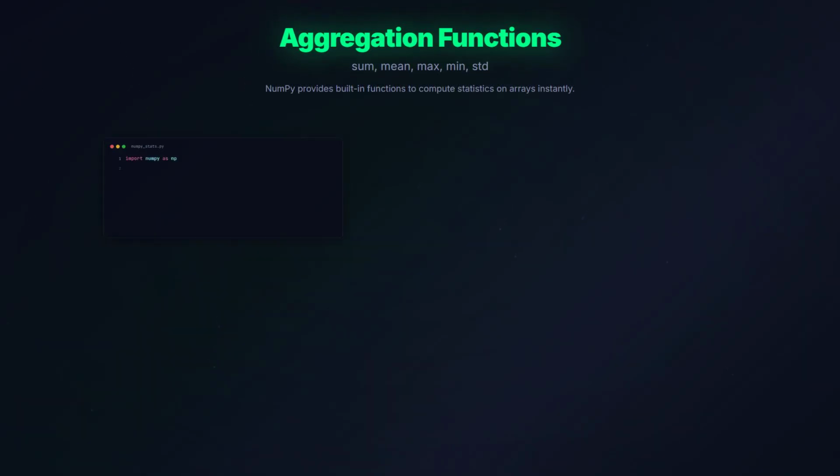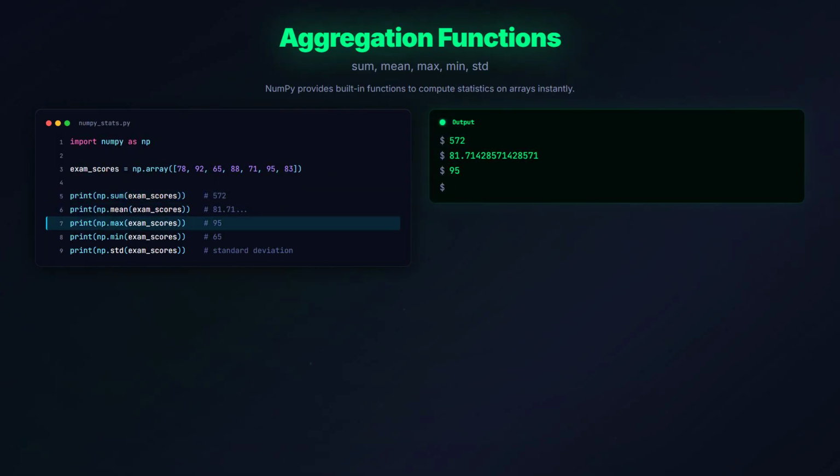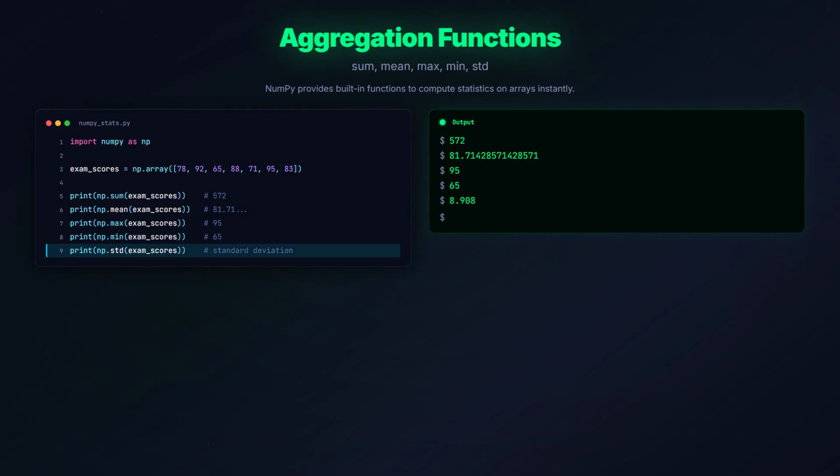NumPy provides built-in functions to compute statistics instantly. Sum adds all elements. Mean calculates the average, max and min find extremes, and std computes standard deviation. These functions work on arrays of any size, making data analysis straightforward and efficient.